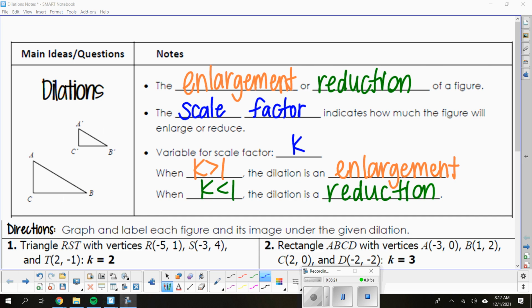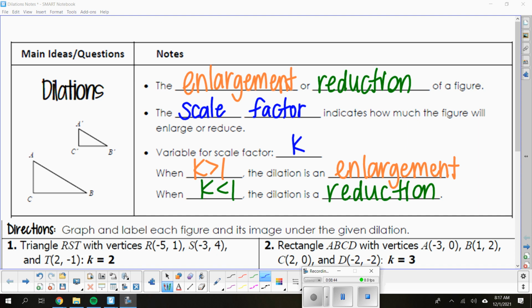Alright, so a dilation is the enlargement or reduction of a figure, so making it bigger or smaller. The scale factor indicates how much the figure will enlarge or reduce by. We use the letter K to represent scale factor. When K is greater than 1, the dilation is an enlargement, so it's getting bigger. When K is less than 1, the dilation is a reduction, so it's getting smaller.